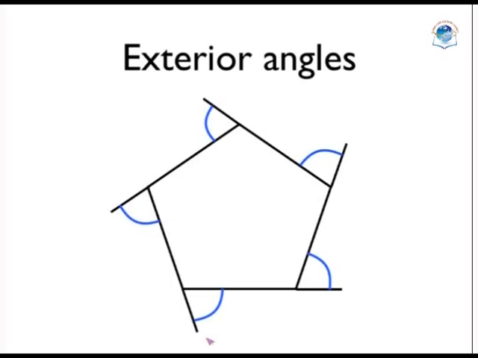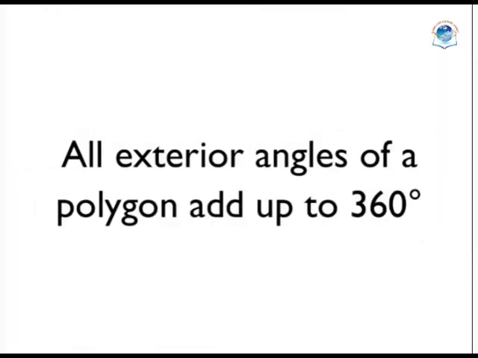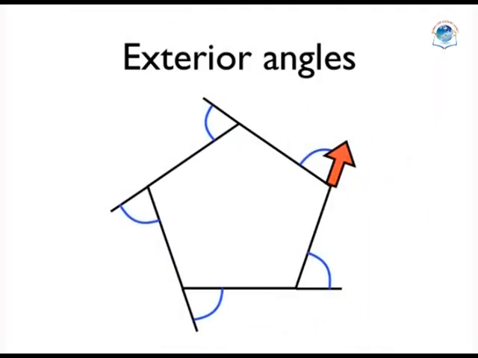And again, they are equal to the number of sides, 5 in this case. The thing is, all exterior angles of a polygon add up to 360 degrees. And it is easy to understand why this is the case. Here, we start with an orange arrow pointing in one direction of the polygon. And what we will do is take the arrow through all the extended lines and notice how much the arrow will rotate.